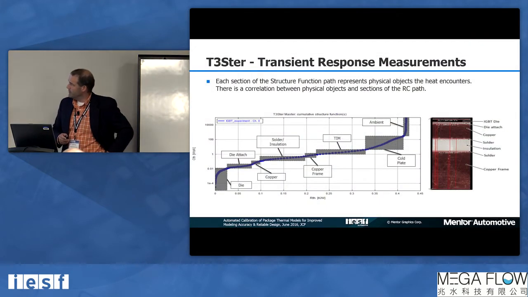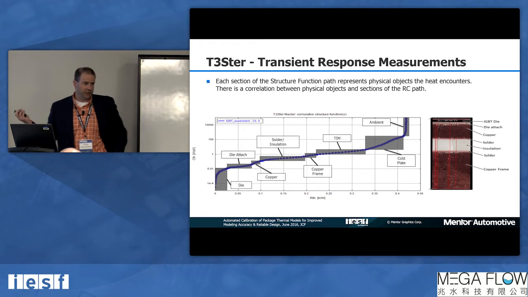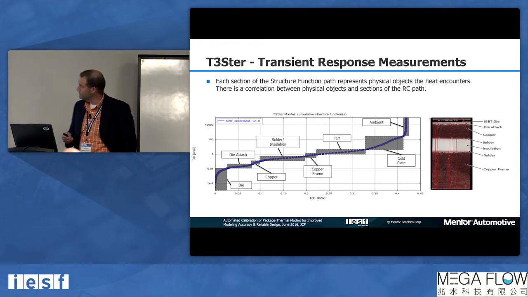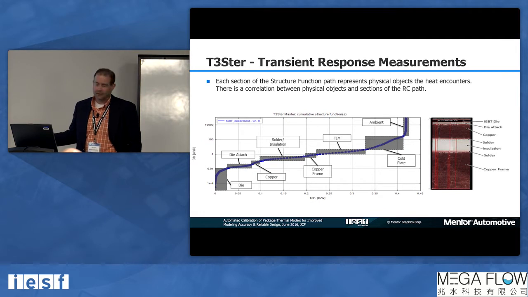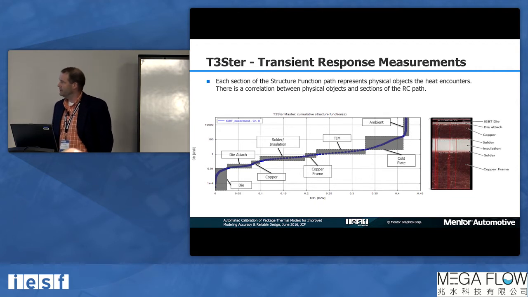But in the end, what we come up with is the structure function. So if I just take a minute to explain the structure function: it is the thermal resistance, degrees C per watt, on the abscissa, and the thermal capacitance on the ordinate, the volume times the specific heat times the density.